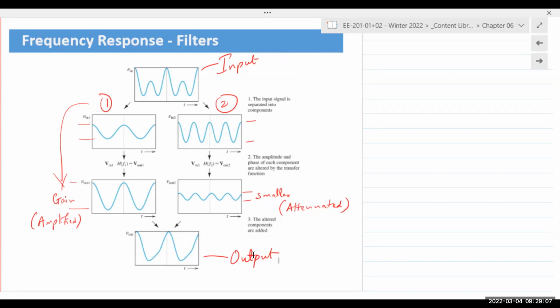This is just for explanation purposes on how, if we take a signal, it affects it differently. If it's made up of multiple components, it's going to affect certain components differently than others. And you will see how we're actually going to apply this in a circuit.